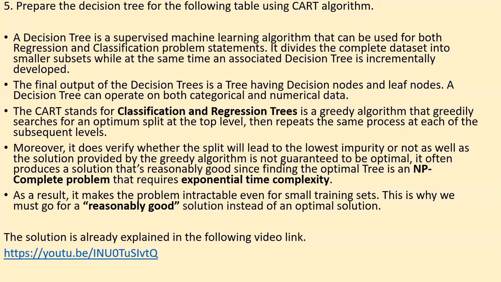A decision tree is a supervised machine learning algorithm that can be used for both regression and classification problem statements. It divides a complete data set into small subsets while, at the same time, an associated decision tree is incrementally developed. The final output of a decision tree is a tree having decision nodes and leaf nodes. It can operate on both categorical as well as numerical data. And here we are using the CART algorithm. CART stands for Classification and Regression Tree. It is a greedy algorithm that greedily searches for an optimal split at the top level. It repeats the same process at each of the subsequent levels.